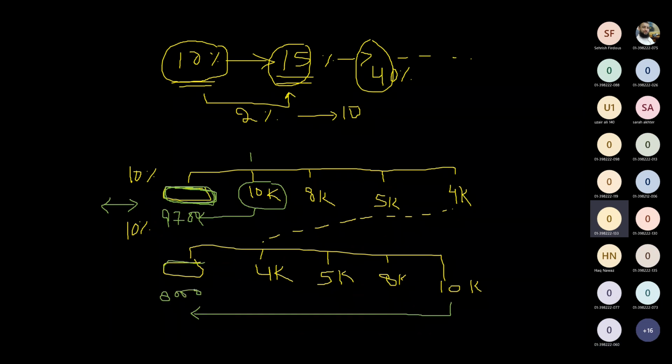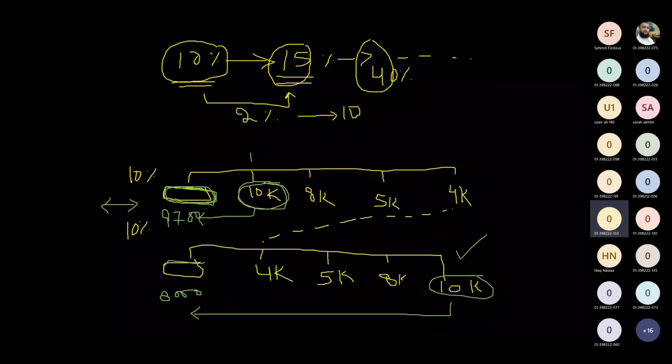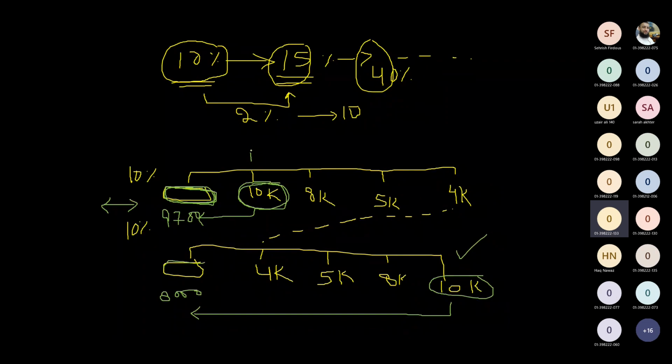So the reduction in the worth of 10,000 that is being received far in the future is very different as compared to the reduction of the same amount of 10,000 in 1 year. Because of that, we get different NPVs at the same rate. Is it clear? Yes, sir.